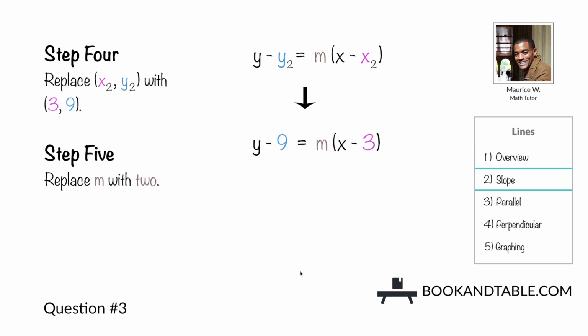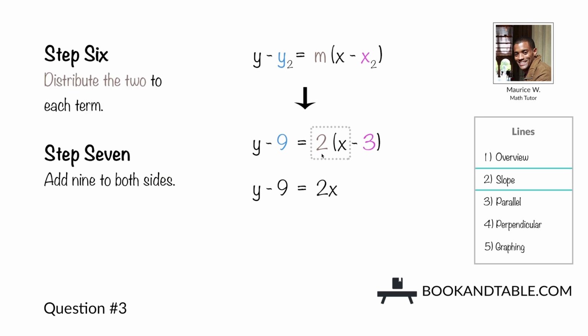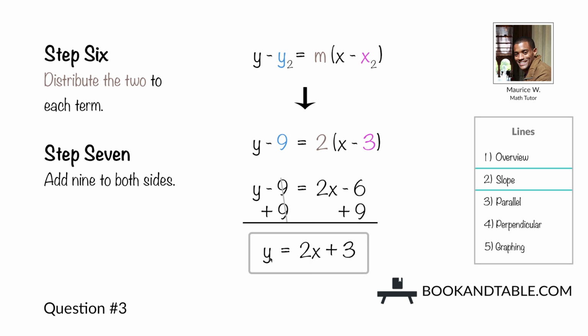Let's say you use the second point. You replace x2 and y2 with 3 and 9. And then step 5 would have been to replace the slope with positive 2. Step 6, distribute this 2 to each term inside the parentheses here. 2 times x is 2x. 2 times negative 3 is negative 6. So we wind up with y minus 9 is equal to 2x minus 6. To isolate y on the left side, we'll need to add 9 to both sides, which gives us y is equal to 2x. Negative 6 plus 9 is positive 3. So again, we wind up with the same equation. Y is equal to 2x plus 3.